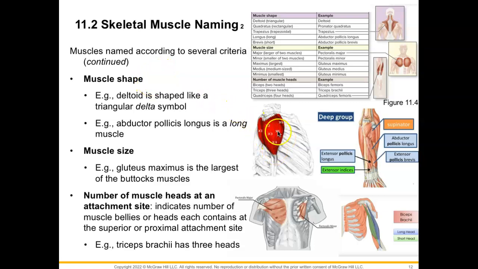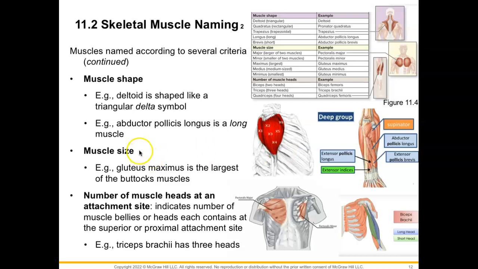We can look at the deltoid muscle and see that it's shaped like the triangular delta symbol. Another example is our abductor pollicis longus. Remember, we said that the term longus means that it is long, whereas the term brevis means it is short. And typically wherever we have a longus, we have a brevis. And there are some other muscles in our body too, like the trapezius, which is kite-shaped. It was named after the shape trapezoidal. And we also have our quadratus, which means it's four-sided or like a rectangular shape.